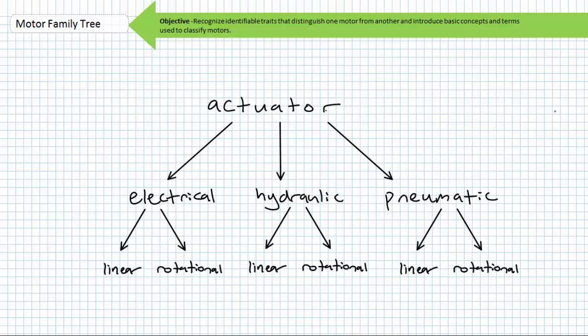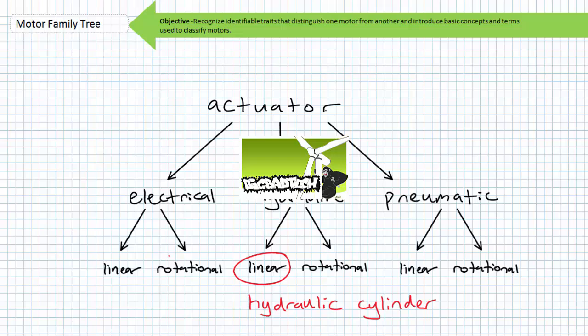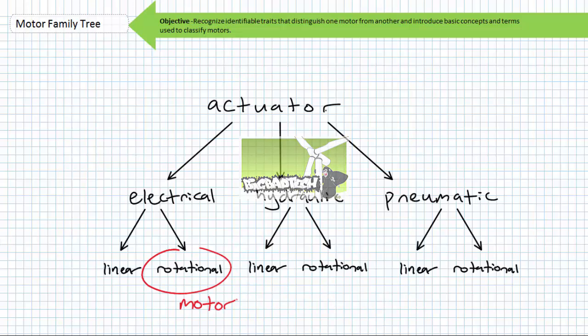Also, we could divide these actuators into the type of mechanical output they produce. For example, linear, rotational, or oscillation, which is a form of partial rotation. A hydraulic cylinder is a classic example of a linear actuator that translates hydraulic input into linear mechanical output. The hydraulic cylinders lecture, available at the Big Bad Tech channel, deals extensively with this type of actuator. A motor is an electrical actuator that produces rotational mechanical movement.